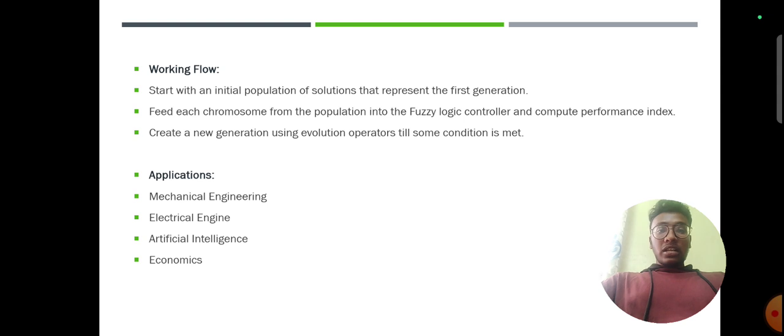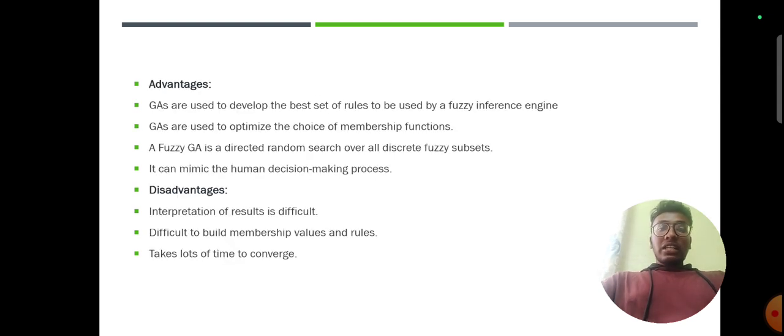So the applications are mechanical engineering, electrical engineering, artificial intelligence, and economics. The advantages are: GAs are used to develop the best set of rules to be used by the fuzzy inference engine. GAs are used to optimize the choice of membership functions. A fuzzy GA is a directed random search over all discrete fuzzy subsets. It can mimic the human decision-making process. These are the advantages, and the disadvantages are: interpretation of results is difficult, it is difficult to build membership values and rules, and it takes lots of time to converge.